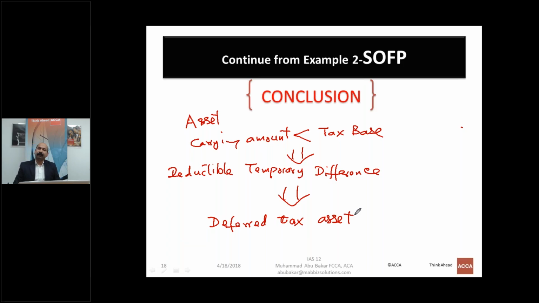Earlier, at the end of example 1, we learned when the carrying amount of the asset is higher than the tax base, this will create a difference termed as taxable temporary difference. And when we multiply taxable temporary difference with the tax rate, that will give us deferred tax liability. And here, this is the second principle. And for liability, you can simply reverse that. Let's go to the next slide.